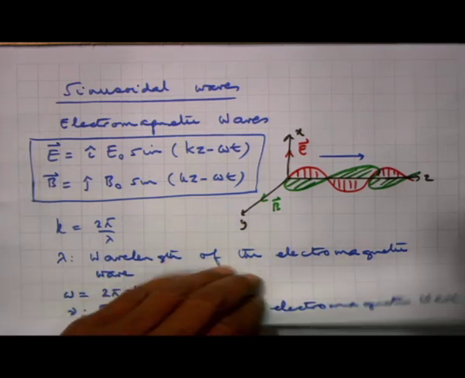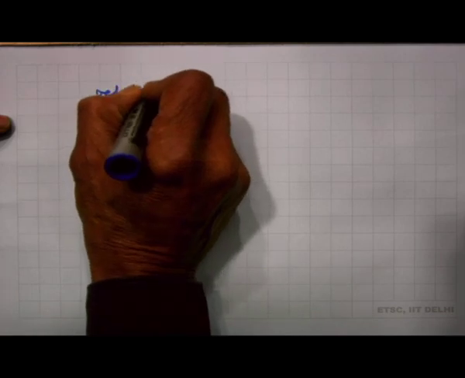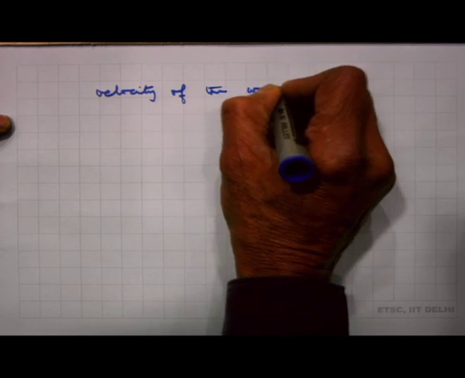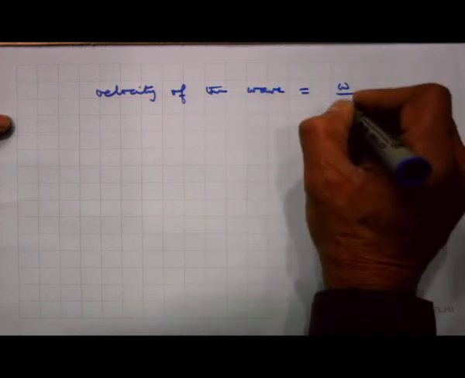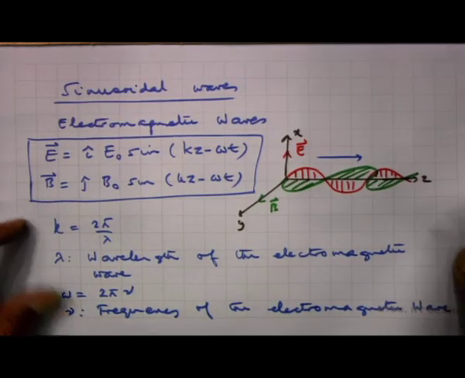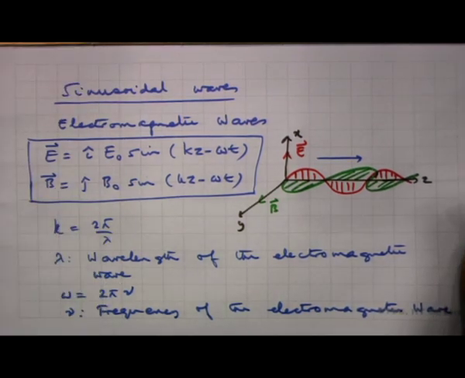Now, here as we have discussed before, the velocity of the wave is equal to omega by k. This ratio omega by k represents the velocity of the wave, and these two represent sinusoidal electromagnetic waves. The first equation represents the electric field variation with position, and the second equation represents the magnetic field variation with position.